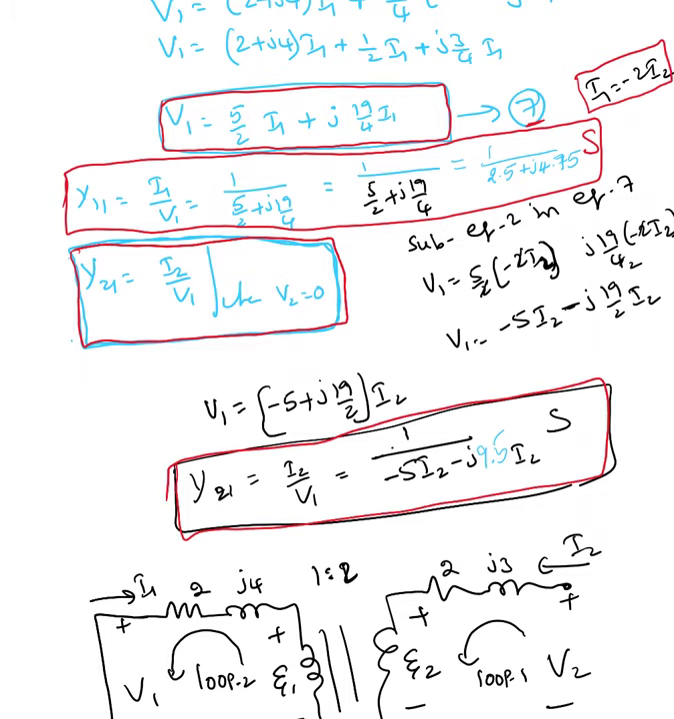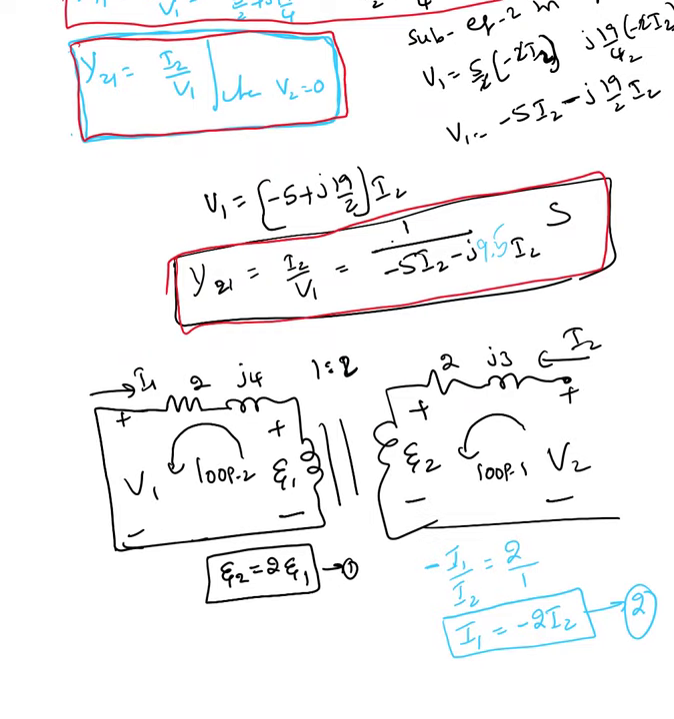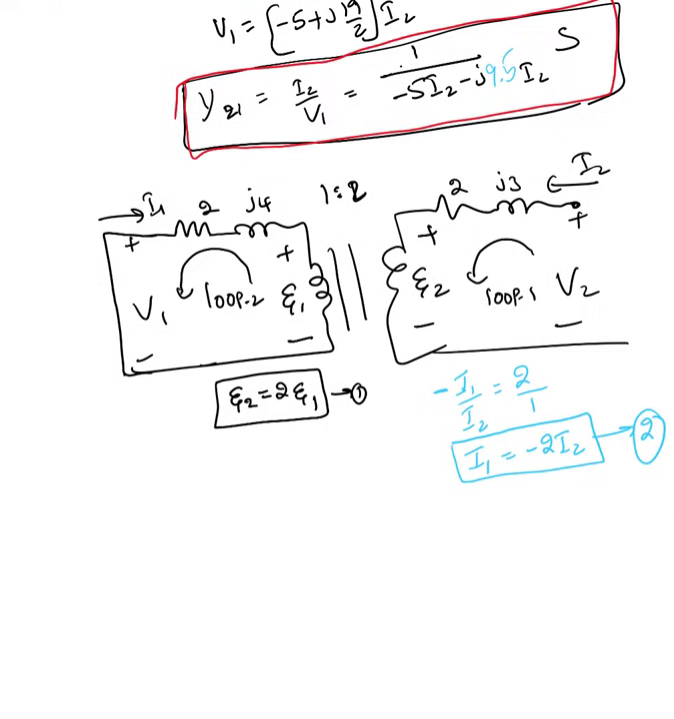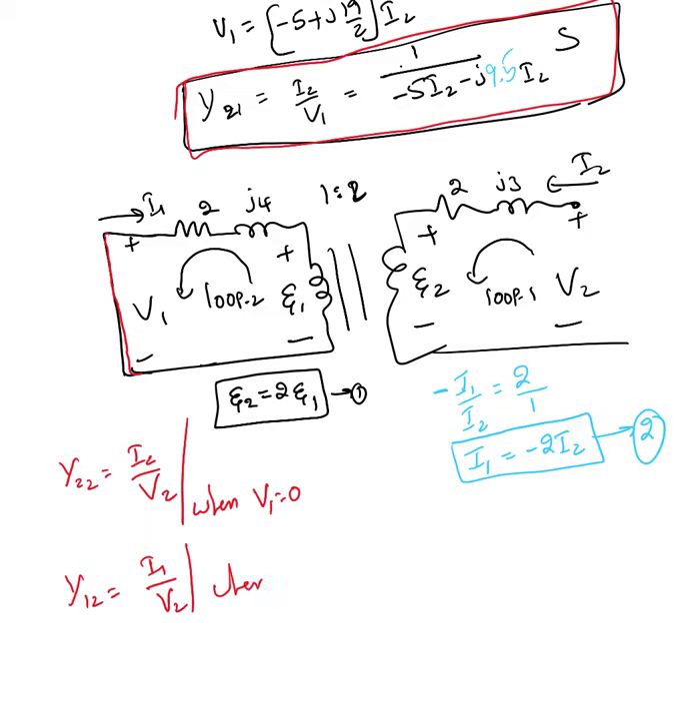Okay, so I found Y11 and Y21. Now we'll find the remaining two. The easier one to find first is Y22, so I'll find that first. Y22 equal to I2 over V2 when V1 equal to 0, so I'm short circuiting V1. At the same time, Y12 equal to I1 over V2 when V1 equal to 0.